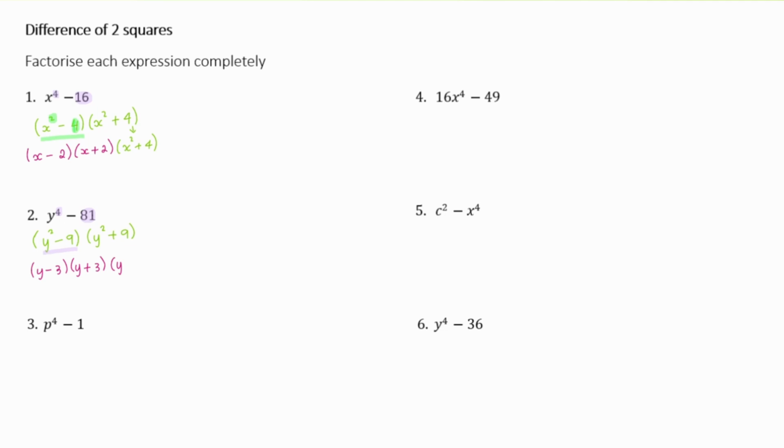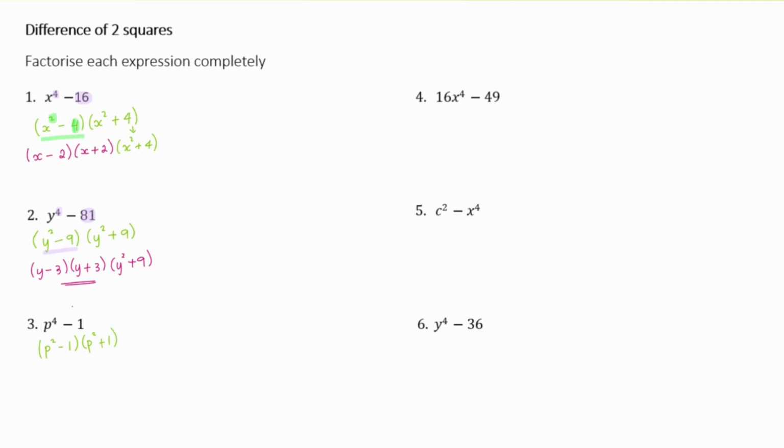And the second bracket, which was y squared plus 9, would remain as it is. And that would be our final answer for number 2. So for number 3, we've got p to the power 4 minus 1. In order to get p to the power 4, we would have had to multiply p squared by itself. So we can write the first term of each bracket as p squared, and the square root of 1 is just 1. So we could put p squared minus 1 and p squared plus 1.